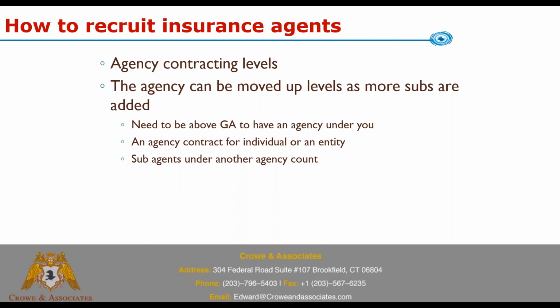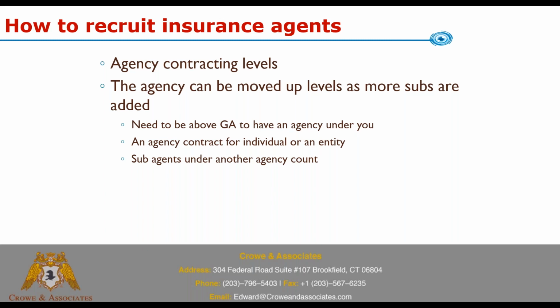An agency, you can have an agency contracted like a GA, MGA, SGA for an individual or an entity. So that's a misconception often. People think they have to have a legal licensed entity to get a higher level contract. You don't. You can actually do it as an individual.